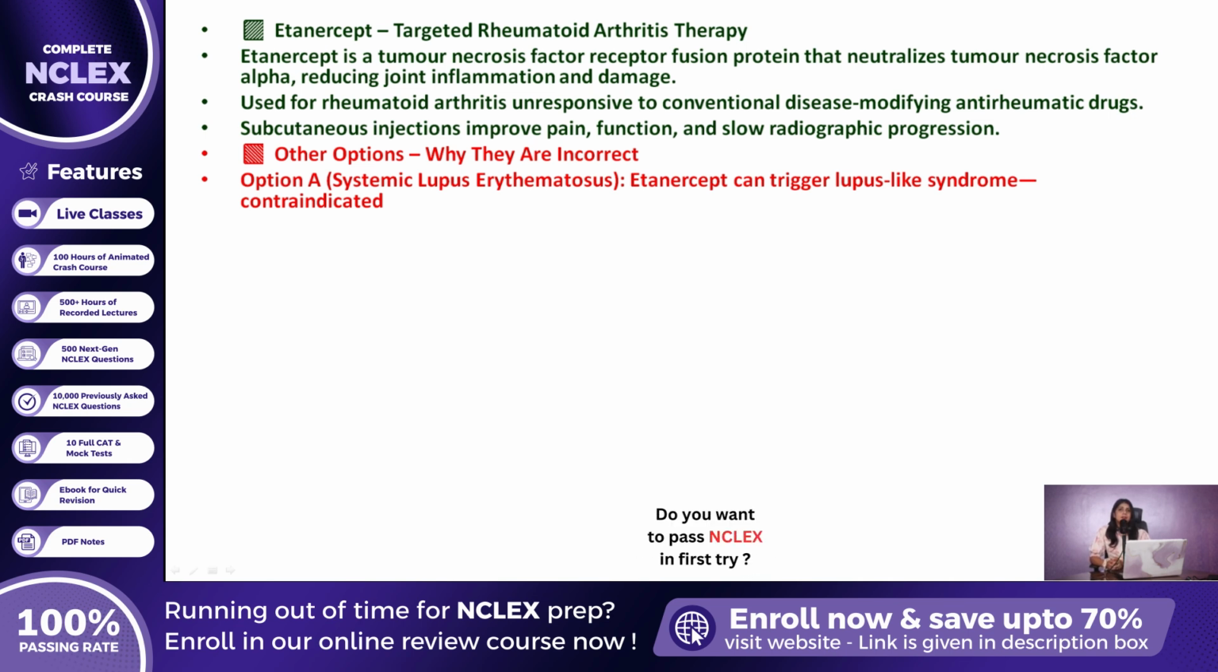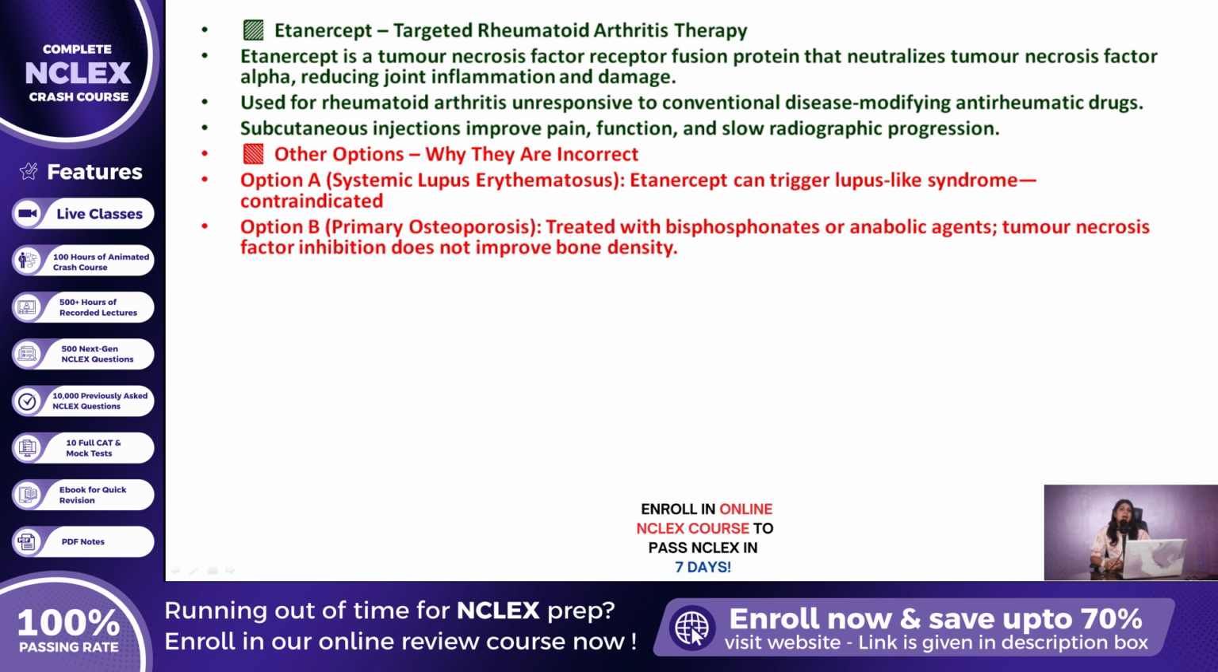Option B, primary osteoporosis, results from an imbalance between osteoclastic bone resorption and osteoblastic bone formation. First-line therapy relies on oral or intravenous bisphosphonates or anabolic agents such as teriparatide, whereas inhibiting tumor necrosis factor does not increase bone mineral density.